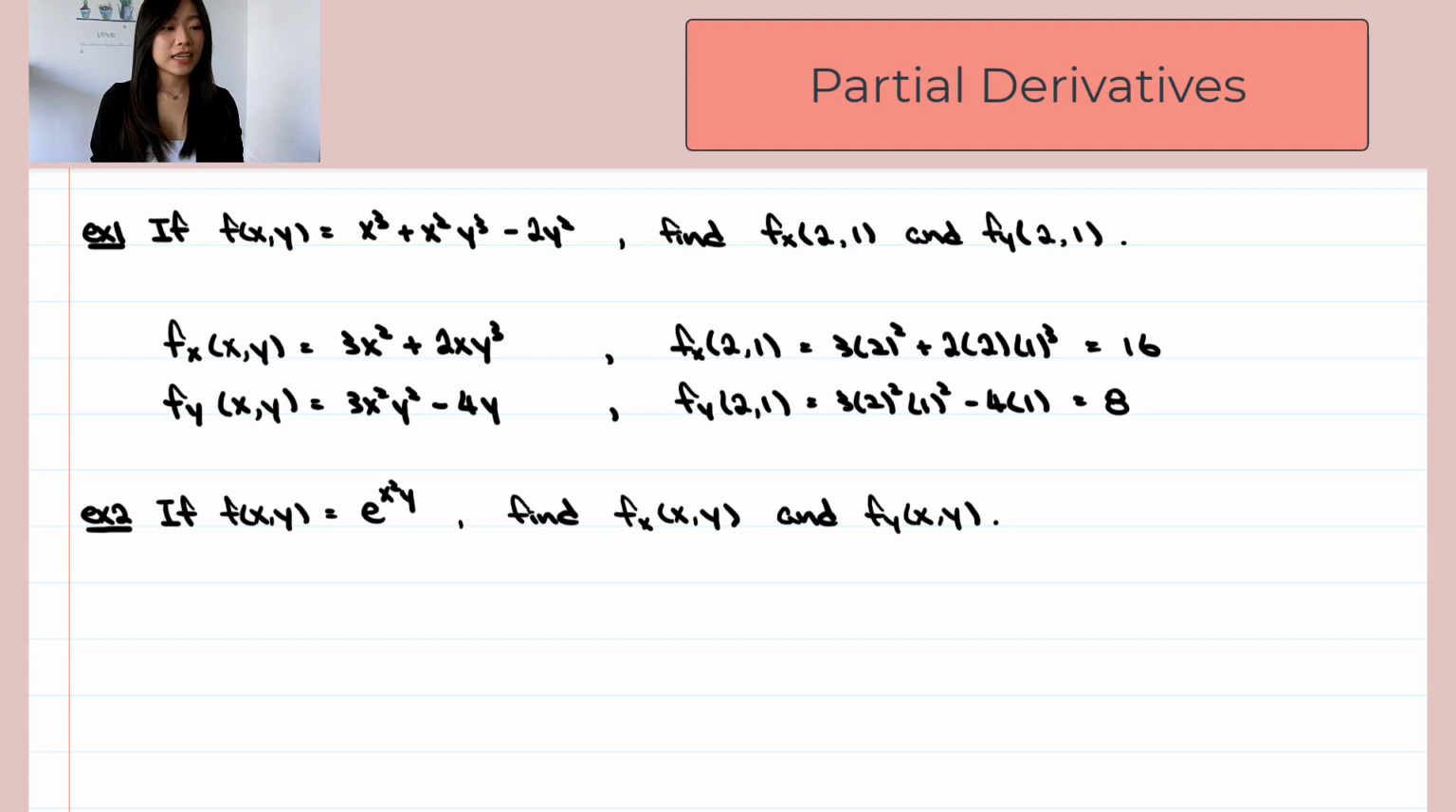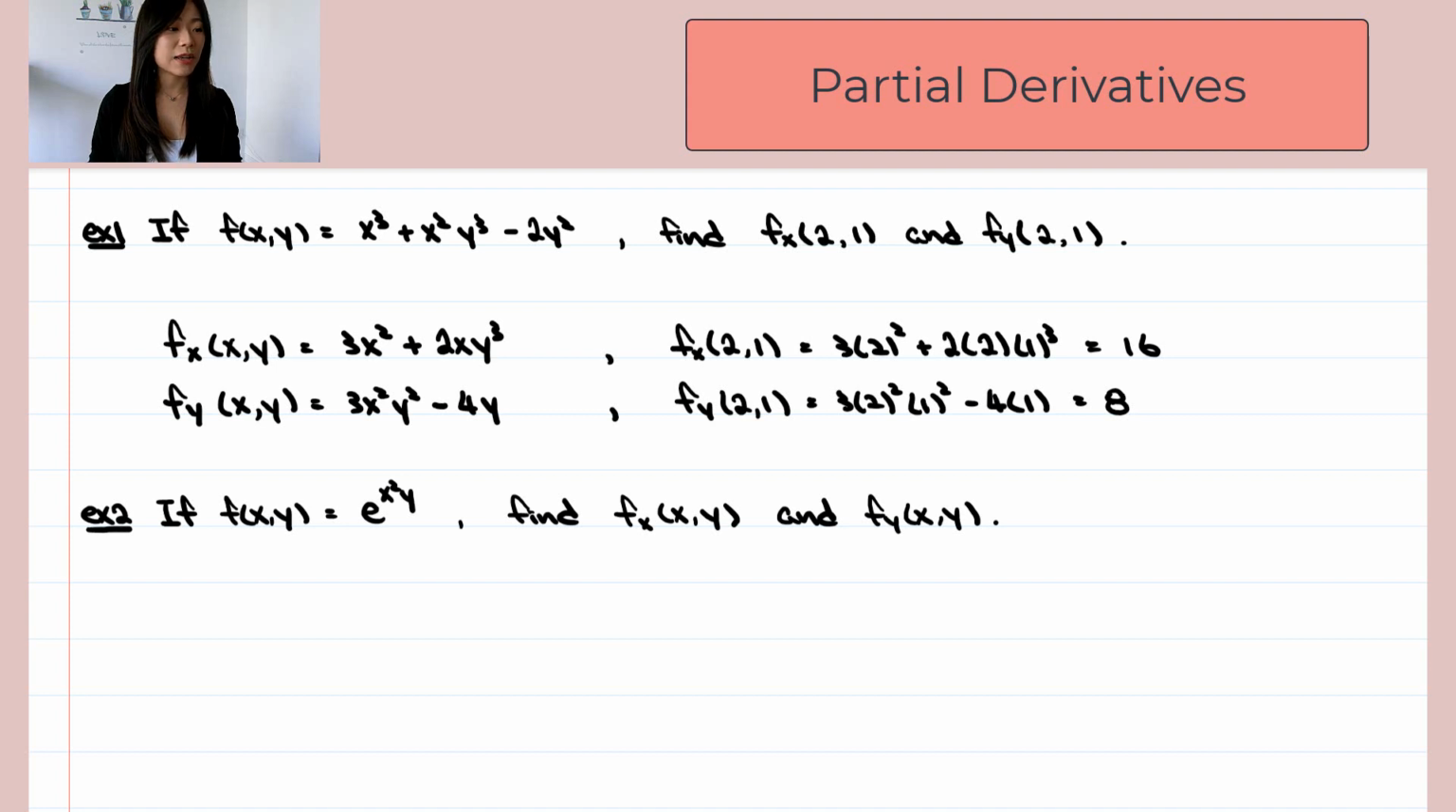So note that even though we are taking the first derivative, but with respect to different variables, we get different values, even if we are evaluating the partial derivative at the same point. Here we found that if it's with respect to x, we get that the partial derivative equals 16 at 2 and 1. But if we are taking the partial derivative with respect to y, we get 8 evaluated at the same point, 2 and 1.